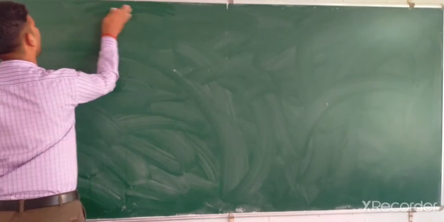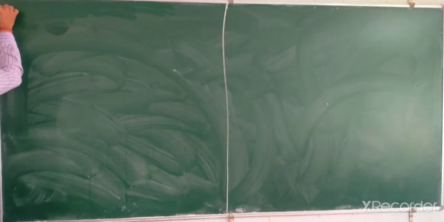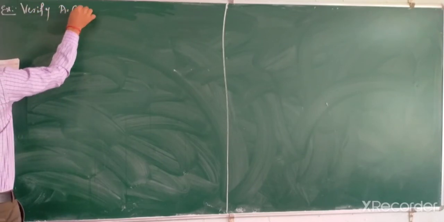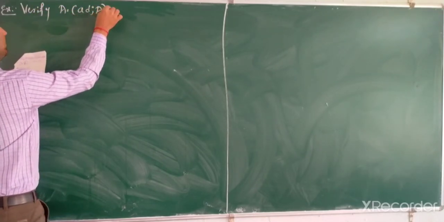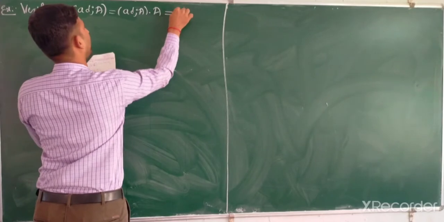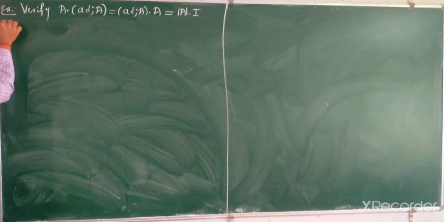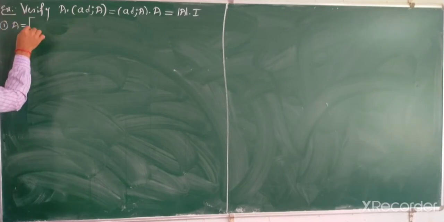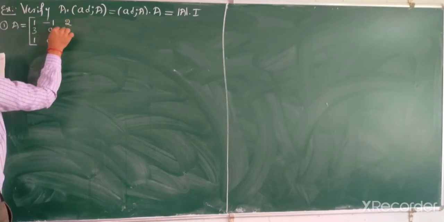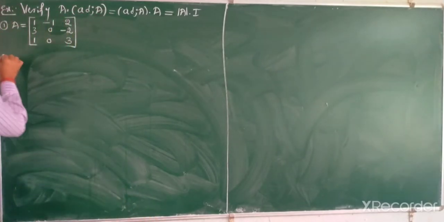I will write the property here. First, write: verify A into adjoint of A, which is nothing but adjoint of A into A, which is nothing but determinant of A into I. Correct? Question number 1. A is equal to the matrix [1 3 1; -1 0 0; 2 -2 3]. Now, solution.